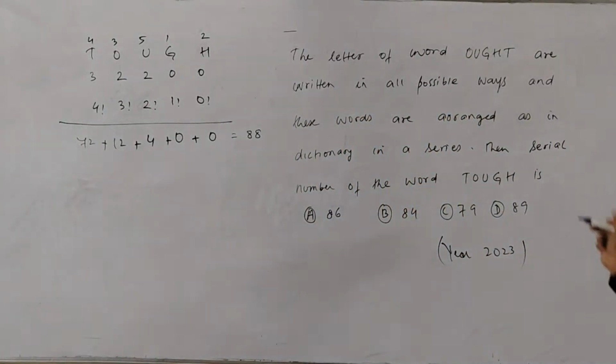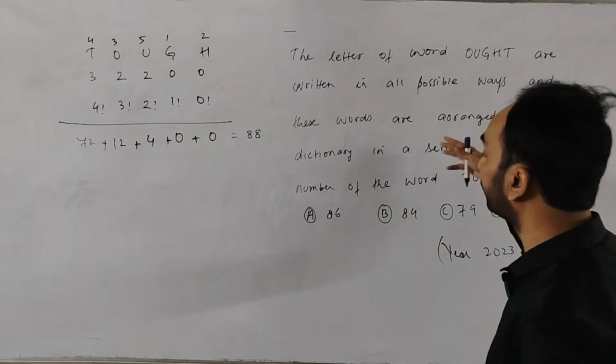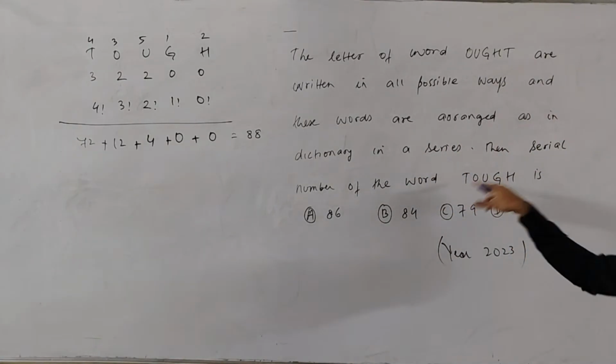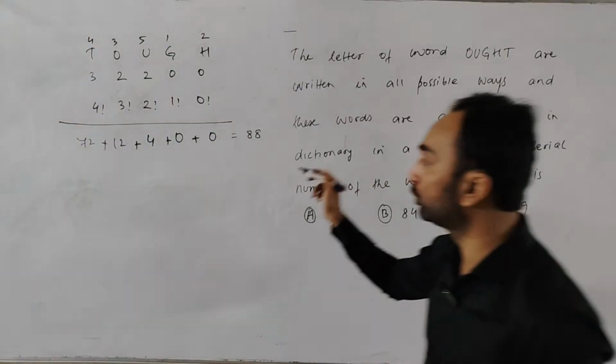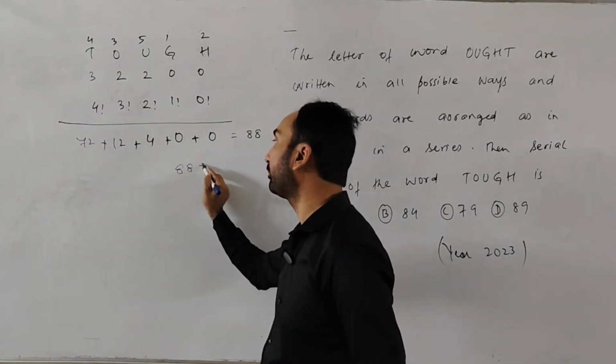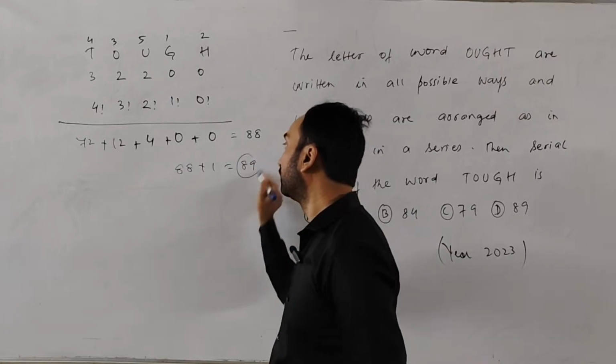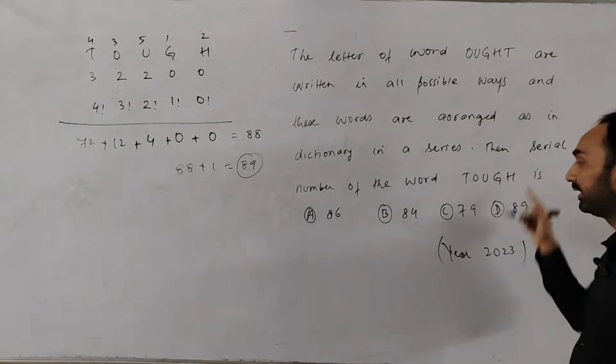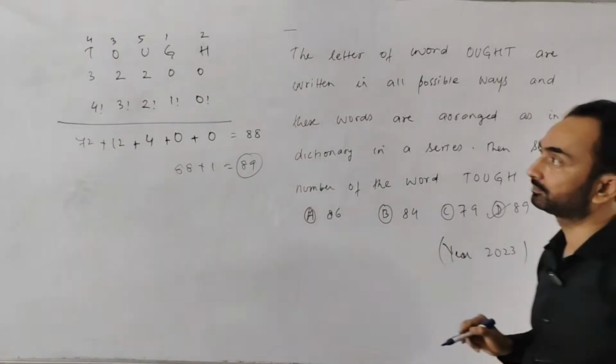And then 1 for the inclusive case, because they are not asking after how many words this word will come. This is asking the serial number of that. So 1 for the inclusive case we have to add. So 88 plus 1, that is 89. So the answer will be what? This will come in the series in that number, no? 89. So the answer will be 89 here. Correct?